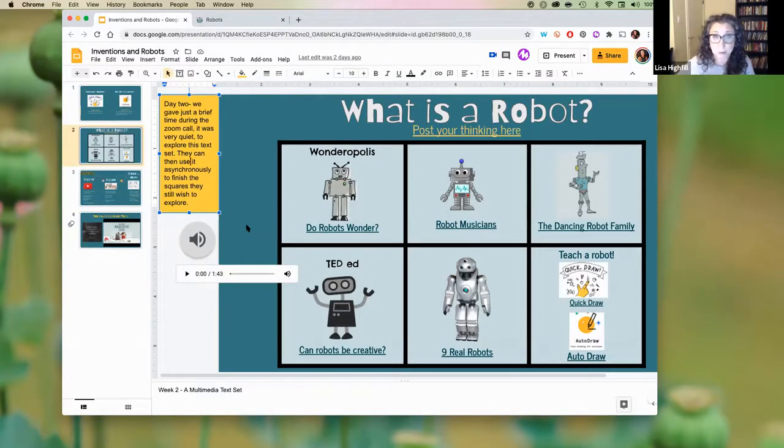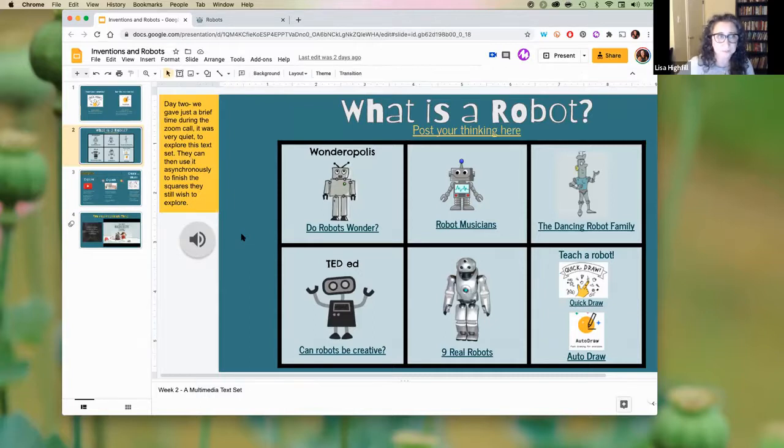Now go home, explore 2 more of the squares, which I think is a really effective way to get kids to work when they're not with you and to know what to do, because they might not know what to do. Do you want me to go to the next day?